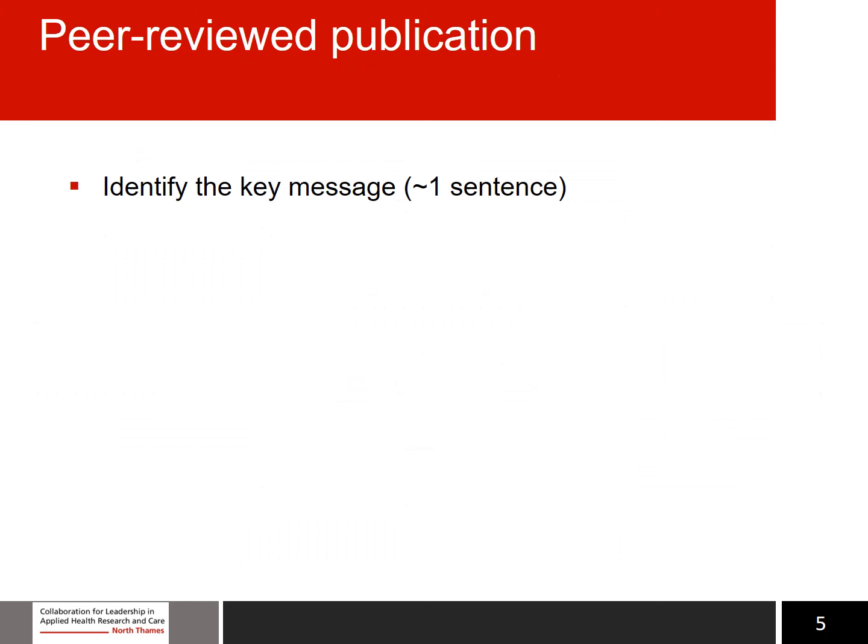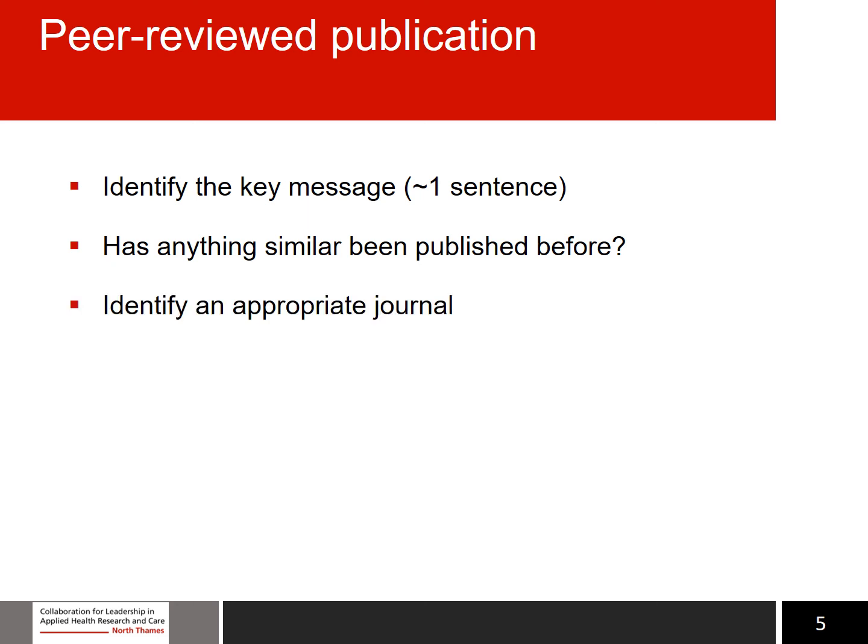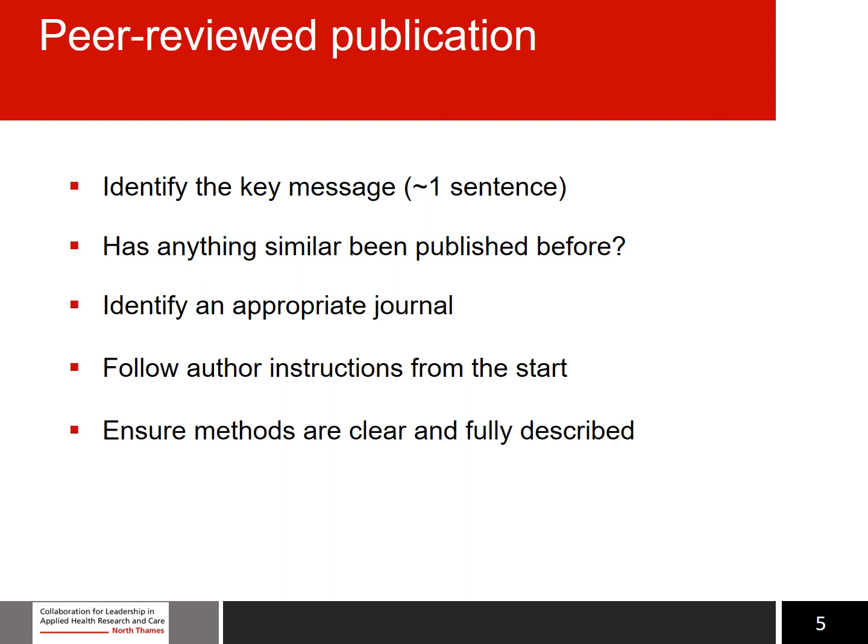If you do decide to go for peer-reviewed publication, ensure that you're clear on what the key message of the paper is. Know what's already out there. Spend time finding a journal with a readership that's right for the article. Follow author instructions to avoid time spent reformatting later. Ensure your methods are clear enough to allow someone else to run a similar evaluation, and don't be surprised if you are rejected first time.